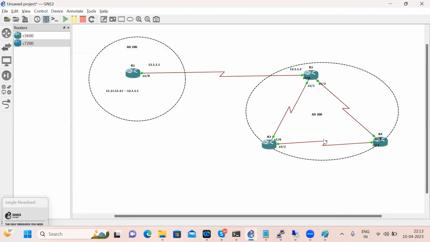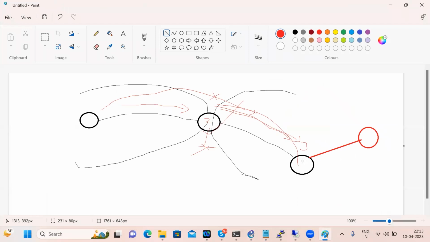Now router 3 is saying, whatever I learn from IBGP, I won't advertise it to my other IBGP neighbor. By default, it won't advertise to another IBGP neighbor. See how congested BGP is. Whatever I receive from one of my IBGP neighbors, I won't advertise it to my other IBGP neighbor.